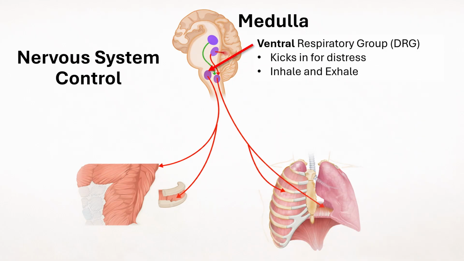The ventral respiratory group just kicks in when we're in distress. And so that's going to be responsible for the accessory muscles that we talk about, the other muscles, the intercostals and the muscles of the back and such, where we'll have an increased inhalation and exhalation.